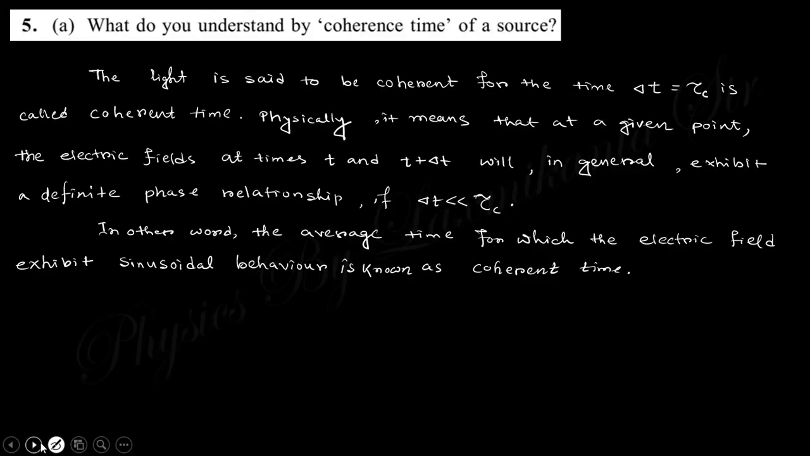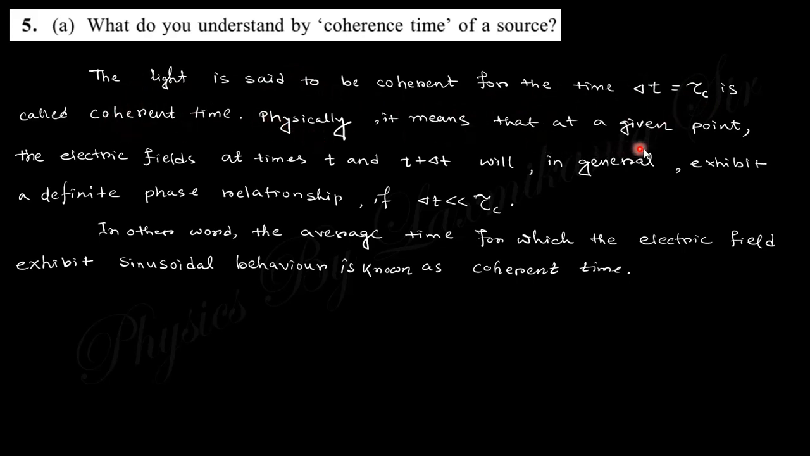Next one. What do you understand by the coherence time of a source? Coherence time means the average time for which the electric field exhibits sinusoidal behavior. In other terms, the light is said to be coherent for this time.